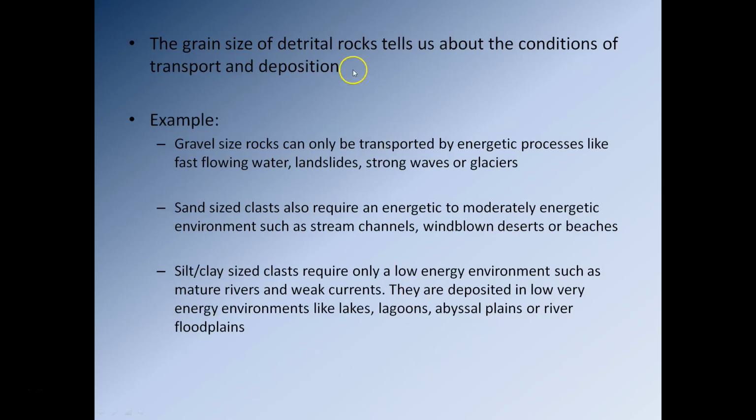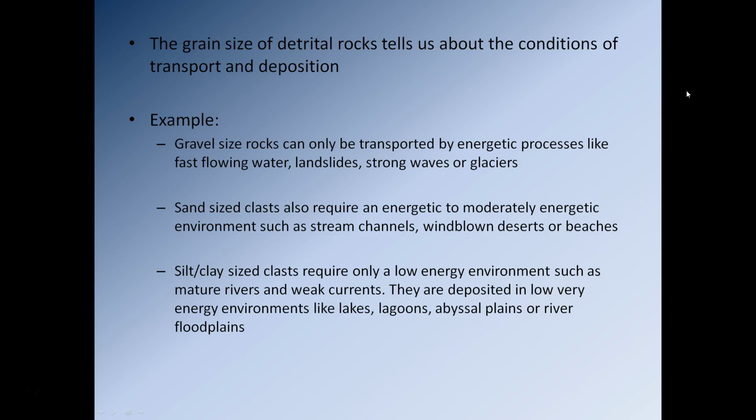So the grain size of the detrital rocks tells us about the conditions of transport and deposition. Here are some examples. Gravel-sized rocks can only be transported by energetic processes, like fast-flowing water, landslides, strong waves, or glaciers. So if I see a sedimentary rock that consists of very coarse clasts, gravels, cobbles, and boulders, I know that rock can only have come from a high-energy environment. I instantly know that rock will not have formed in a lagoon, for instance. It has to have come from some environment that had a lot of energy to move those clasts.